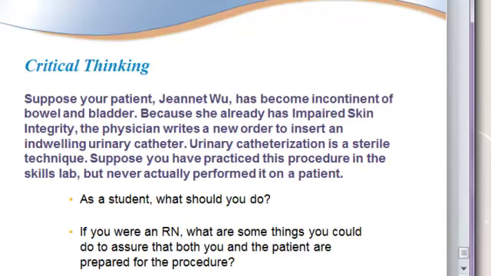So here's some questions. Suppose your patient, Jeanette Wu, has become incontinent of bowel and bladder. Because she already has impaired skin integrity, the physician writes a new order to insert an indwelling urinary catheter. Urinary catheterization is a sterile technique, and suppose you've practiced this procedure in the skills lab but never performed it on a patient. As a student, what would you do? And if you were an RN, what are some things you could do to assure that both you and the patient are prepared for the procedure? So that's something to think about.